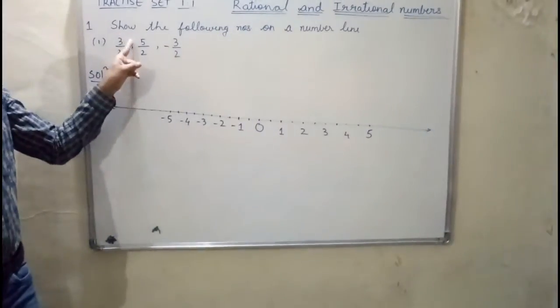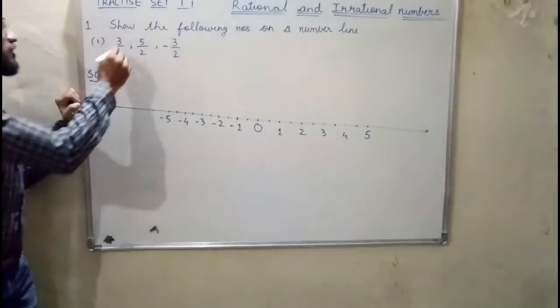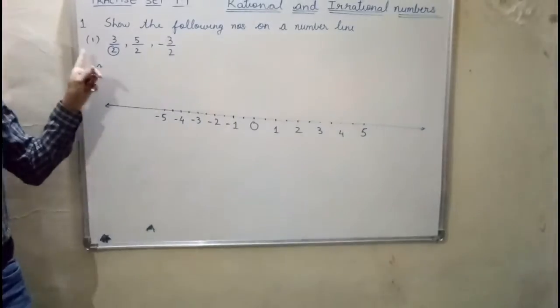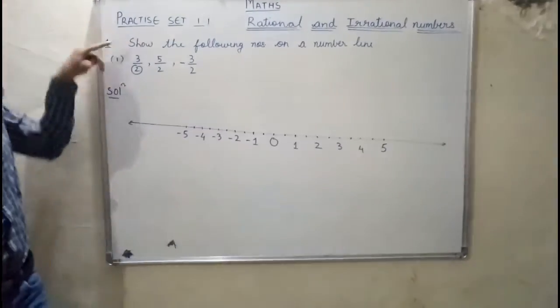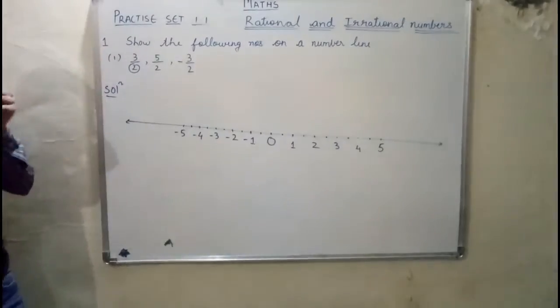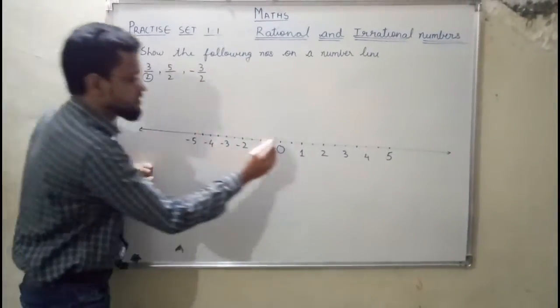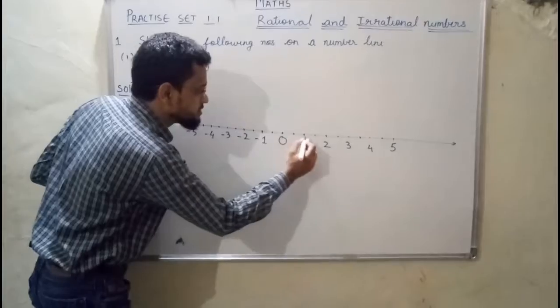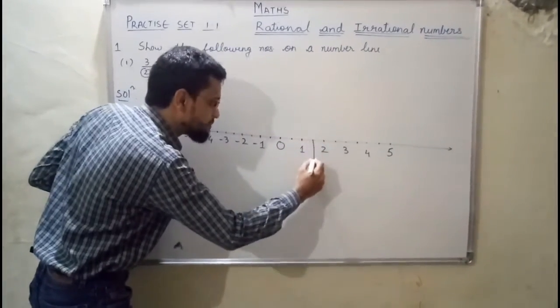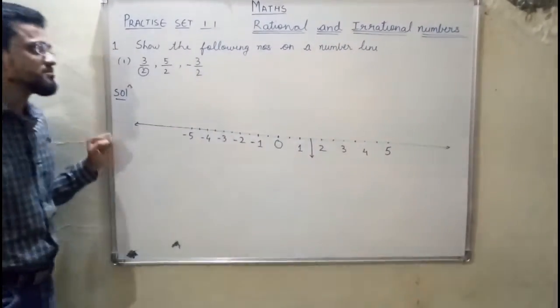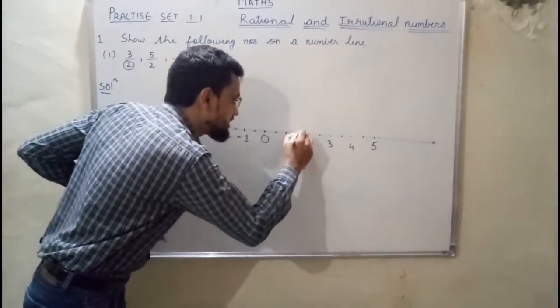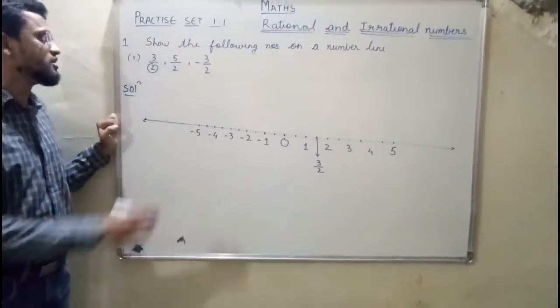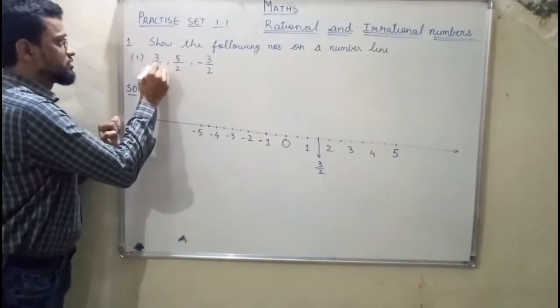Now the first number is 3 upon 2. We have already used the denominator 2, by which we have divided the number line into 2 equal parts. Now using the numerator 3, from 0 we will count up to 3. This is 0, this will be 1, this is 2 and this will be 3 upon 2. So this point on the number line is 3 upon 2.